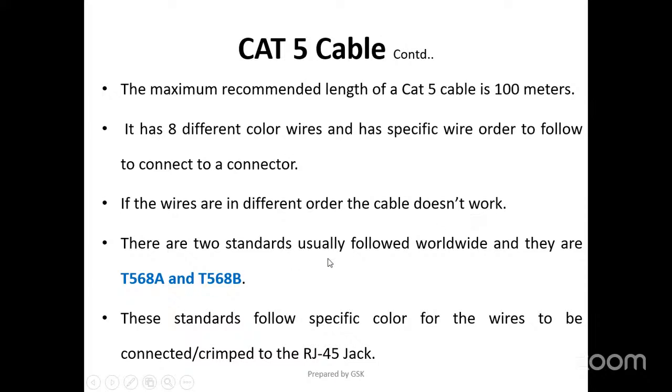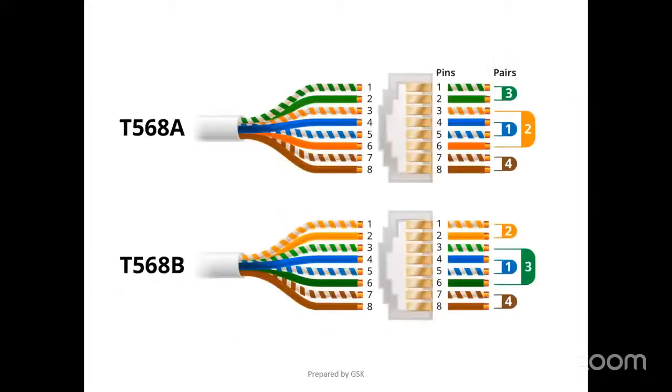There are 2 standards usually followed worldwide, and they are T568A and T568B for category 5 cables. These standards follow specific colors for the wires to be connected or crimped. Generally, we use the word crimped while working with LANs. For that, we use different crimping devices, and we use an RJ45 jack for the crimp. This is the image related to T568A and T568B.